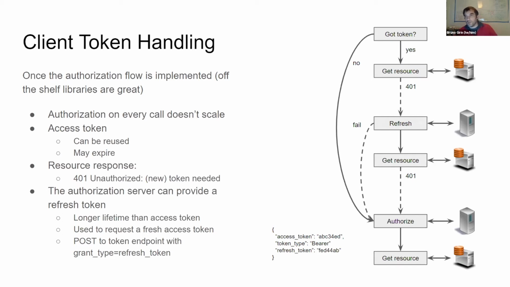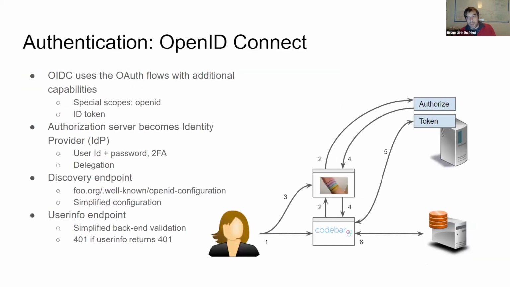So at that point, when you get a 401 after getting your resource, you can refresh your token, and try to get your resource again. If you still don't get it, you can go through the authorize process, and that's your fallback. Always go through the authorize process. So now that we've talked about getting a wristband, how do you transform that wristband into a passport? So how do you authenticate people? That's where OpenID Connect comes into play.